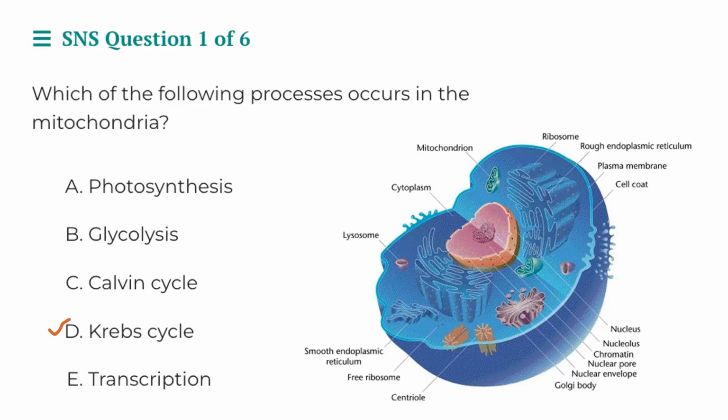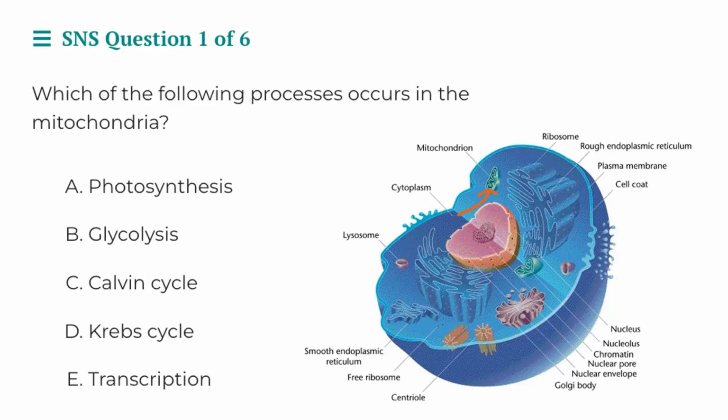Then we have the Krebs cycle, and in this case, the Krebs cycle is indeed the correct answer. The Krebs cycle is the second step in cellular respiration, and again, it happens when the products of glycolysis enter the mitochondria, and within the mitochondria, the Krebs cycle takes place. It's also known as the citric acid cycle.